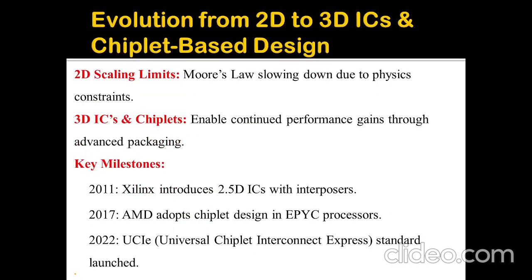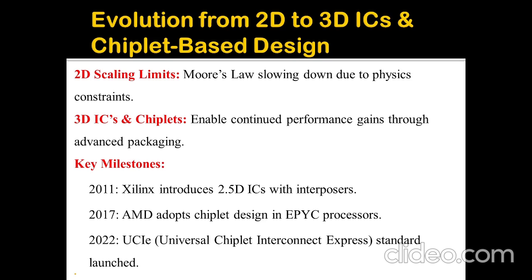So let us see the evolution from 2D to 3D ICs and chiplet-based design. Coming to 2D scaling limits, Moore's law slows down due to physical constraints. 3D ICs and chiplets enable continued exponential performance gains through advanced packaging. So let us check the key milestones here.